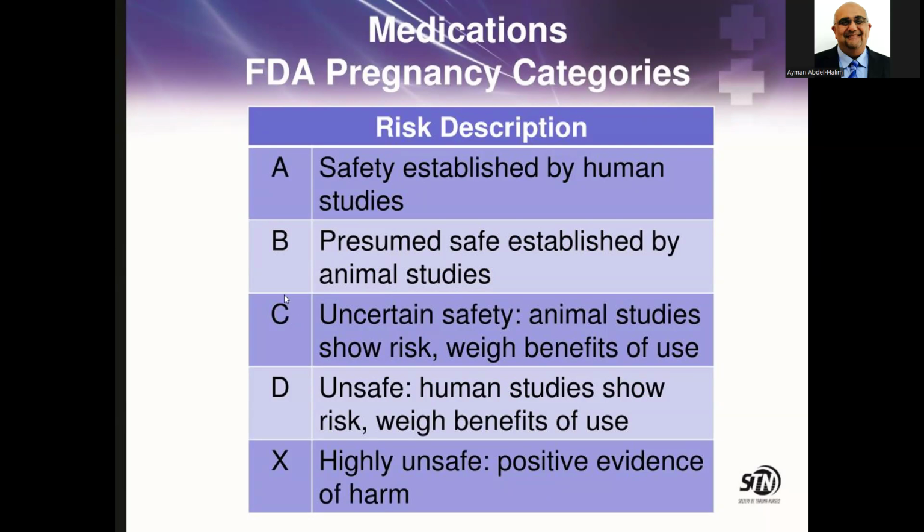So basically, we try to avoid NSAIDs in the 3rd trimester to prevent the problem with closing the patent ductus arteriosus. Acetaminophen is safe during the whole pregnancy because it's only class B during the whole pregnancy, first, second, and third trimester. So if you're dealing with any pain during pregnancy, you should start with paracetamol or acetaminophen.